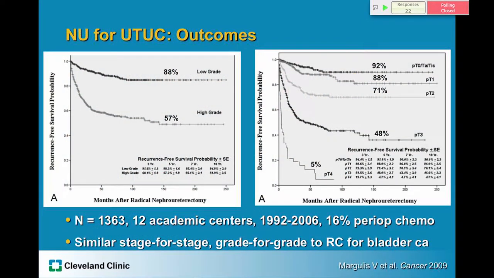In this series, which is probably the largest series of upper tract urothelial carcinomas treated with nephroureterectomy, it's close to 1,400 patients from 12 academic centers over 15 years, you see that the outcomes are very similar to radical cystectomy series, grade for grade and stage for stage. Low-grade tumors have close to 90% long-term recurrence-free survival. High-grade tumors, about 57%. In terms of stage, non-invasive tumors have close to 90% long-term recurrence-free survival. T2s will have 70%, T3s 50%, and dismal survival for pathologic T4 upper tract disease.